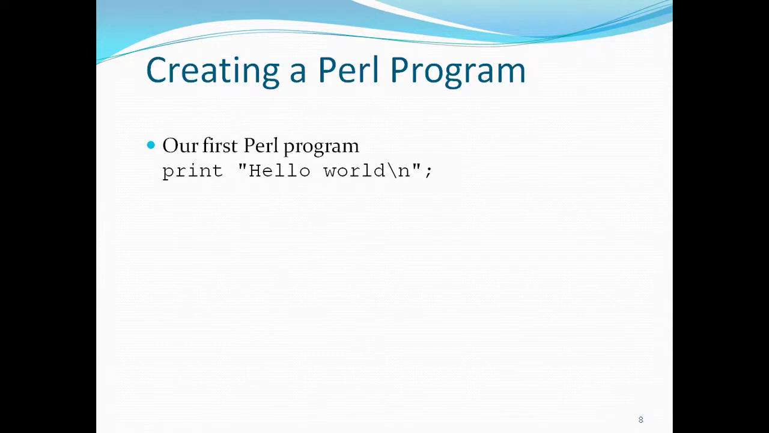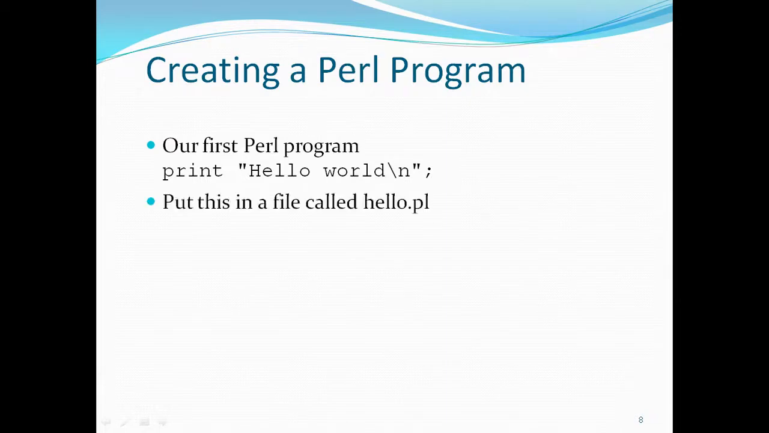Our first Perl program will be, as usual for any programming language you learn, a hello world. Print is a command that prints these particular statements, hello world, onto the screen. You have to quote it in double quotes: "Hello world\n", where \n stands for the new line, and end it with a semicolon.